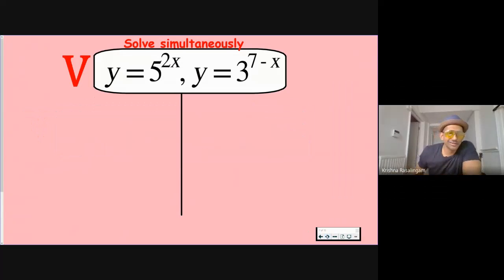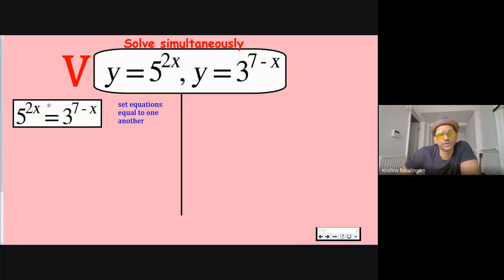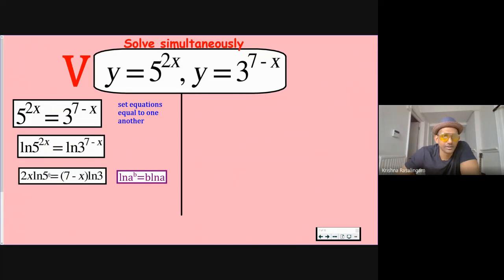Welcome back. So, first step, set the equations equal to one another. Yeah, if we set them equal to one another, we eliminate the y. Hence, we've eliminated the variable. Now, what are we going to do? You got it. Ln it. That enables us to bring down the exponent. And now that's the new stuff. Now it's old stuff.